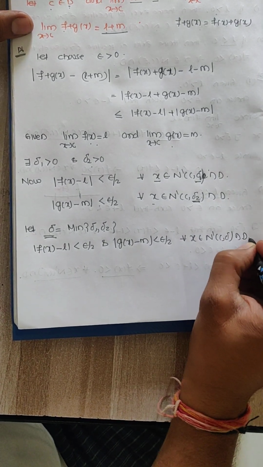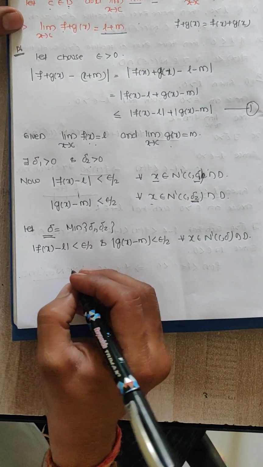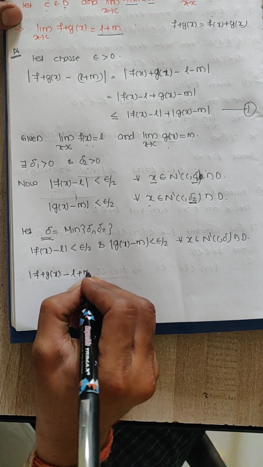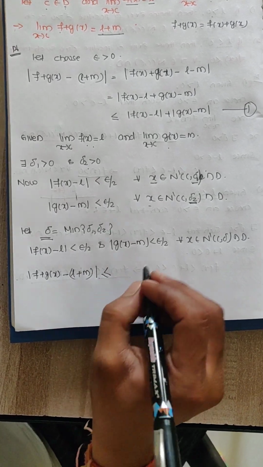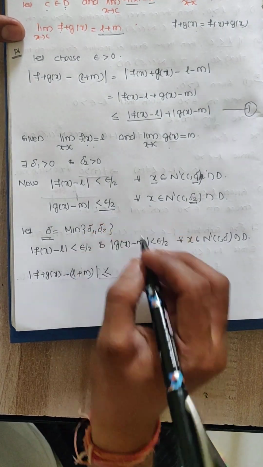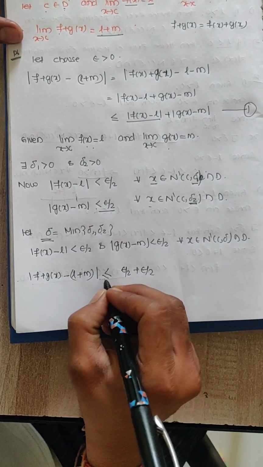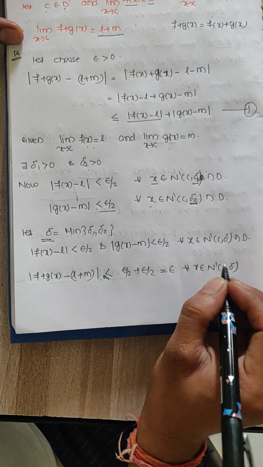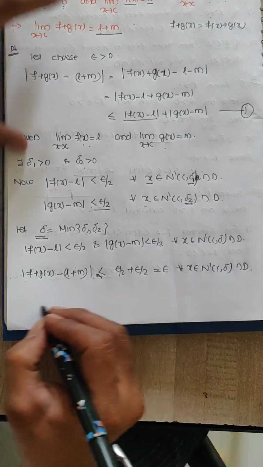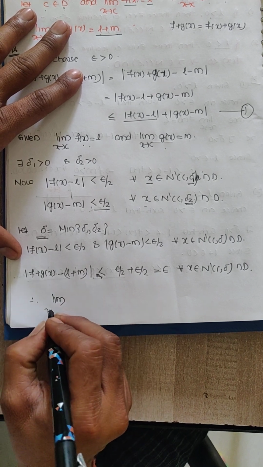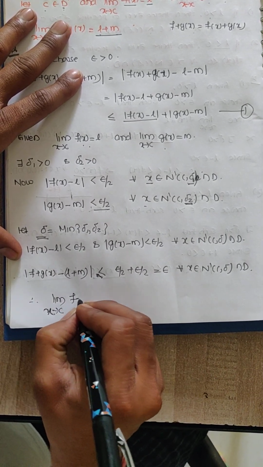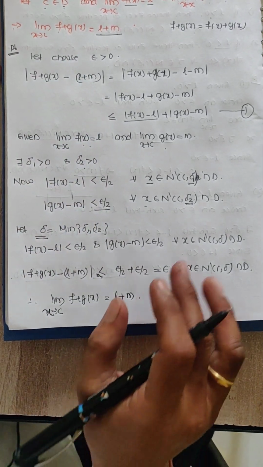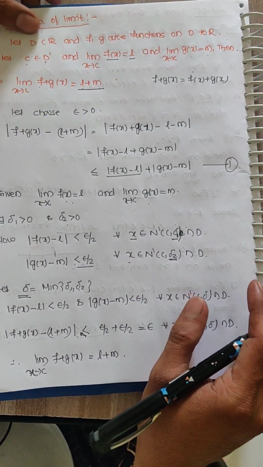Now from equation 1, mod of (f plus g)(x) minus (L plus M) is less than or equal to mod of f(x) minus L plus mod of g(x) minus M, which is less than epsilon by 2 plus epsilon by 2, that is equal to epsilon, and this is true for all x belonging to the deleted neighborhood of C of radius delta intersection with D. Hence I can say that limit as x tends to C of (f plus g)(x) is nothing but L plus M. So the limit of the sum is equal to L plus M.